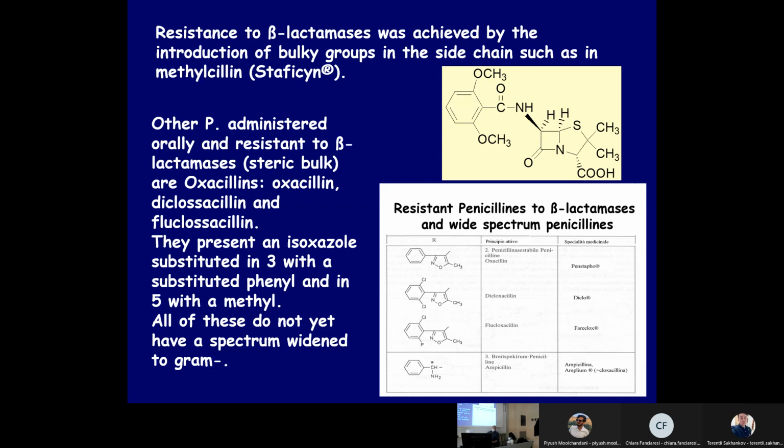This is the reason why in that time we can find several penicillins with bulky substituents on the aromatic rings, or with the addition of heterocycle in the side chain in order to form a large electronic cloud to protect this part of the molecule.